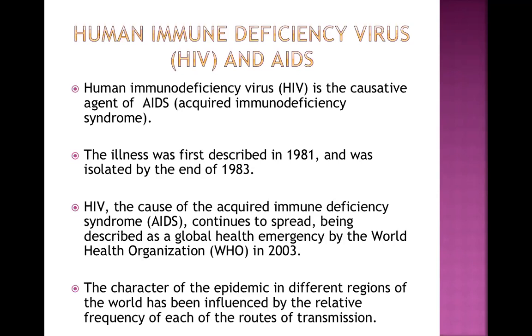The character of the epidemic in different regions of the world has been influenced by the relative frequency of each of the routes of transmission. That means, if I take different examples here, in some of the countries, the route of sexual contact is homosexual, and in lot other countries, that is heterosexual. So both routes of transmission are quite important in the transmission of HIV. We'll talk about that later when we reach the modality of transmission of HIV.